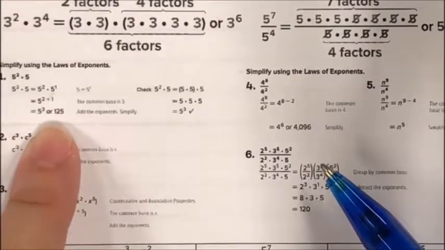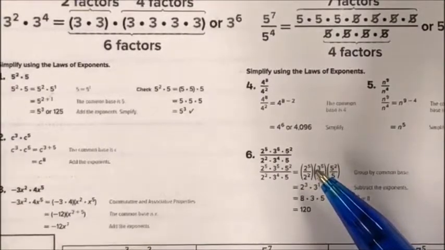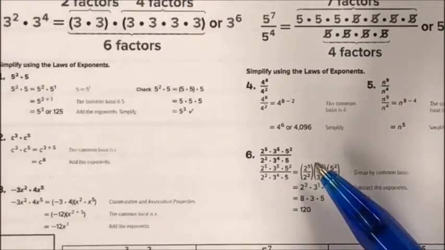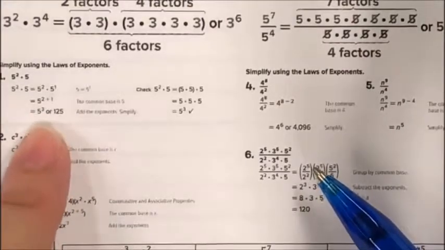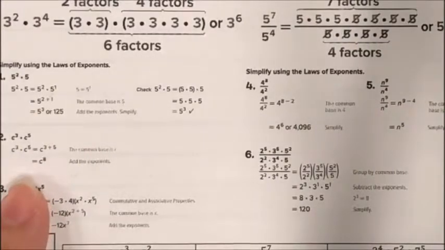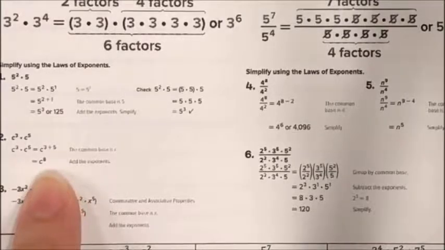So remember, when we multiply exponents, whatever the base is, we multiply that base times itself however many times the exponent says. So 5 cubed would be 5 times 5 times 5. Okay? The second one we have is c cubed times c to the 5th. We can add the exponents together because they have the same base. 3 plus 5 gives me 8. So I have c to the 8th.